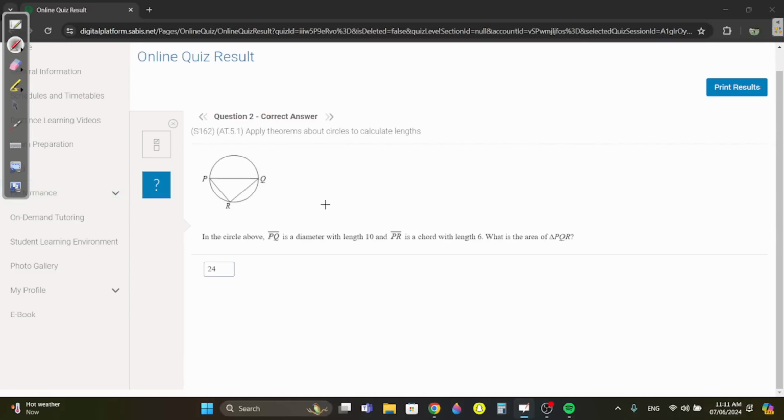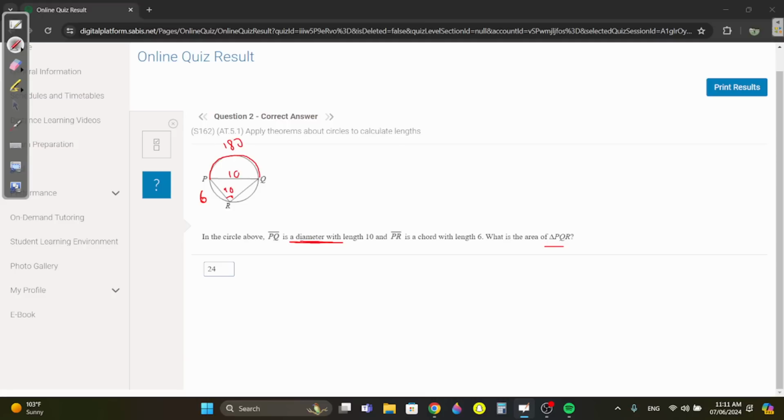PQ is a diameter with length 10, and PR is a chord, PR is 6. What is the area of PQR? Before continuing, this angle here will be 90 degrees. Remember that the inscribed angle of a semicircle will always be 90 because this angle here is inscribing this arc over here. And this arc obviously is 180. Why? Because it's cut by a diameter. The diameter splits the circle into two equal semicircles, and each semicircle is 180 degrees. If this is 180, this over here is 90 degrees.